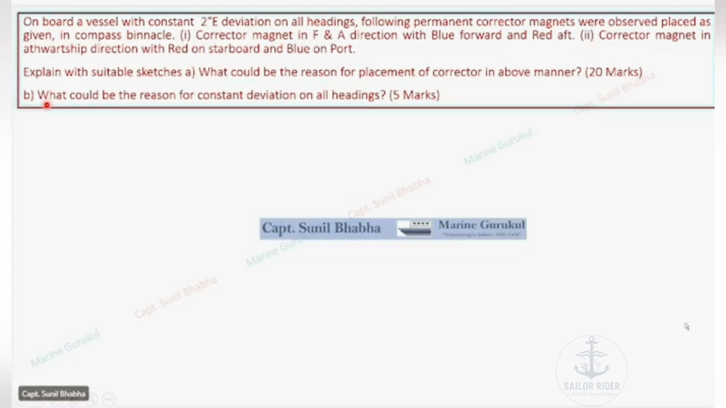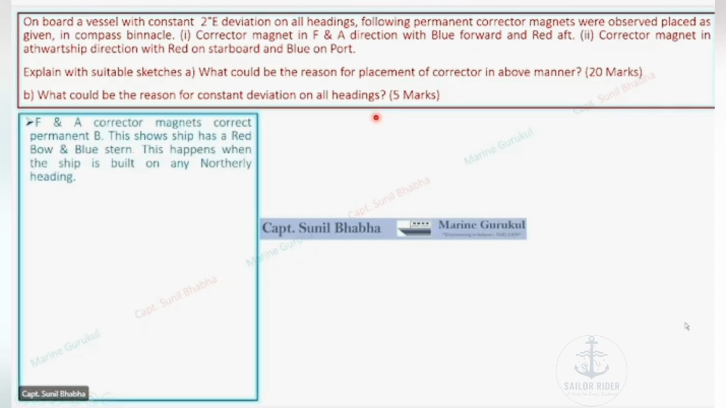And part B of the question asks, what could be the reason for a constant deviation on all the headings? Let us now try to go into detail and understand the answer for this particular question.